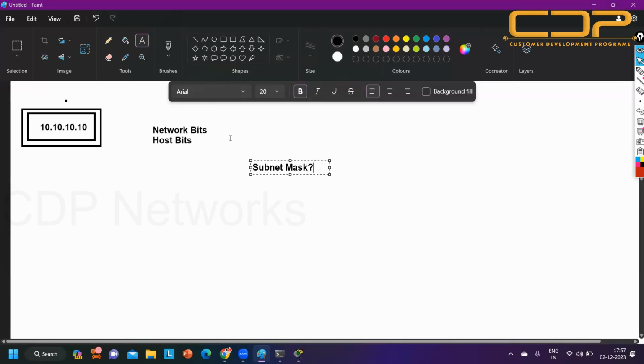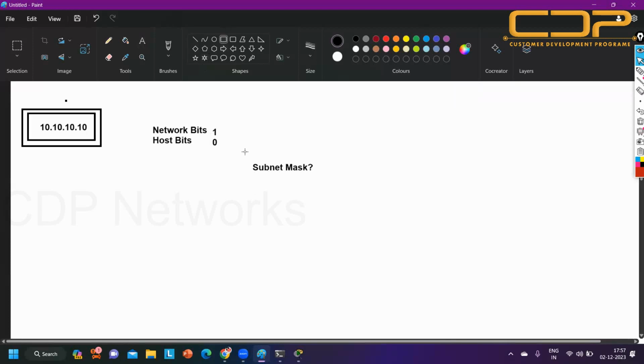Network bits means 1 and host bits means 0. If a bit is 1, that means it is a network bit. If a bit is 0, that means it is a host bit. So subnet mask specifies how many network bits and host bits there are in a particular IP address, and we have a predefined subnet mask for each class.